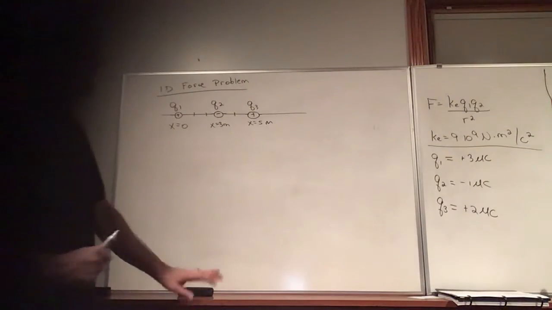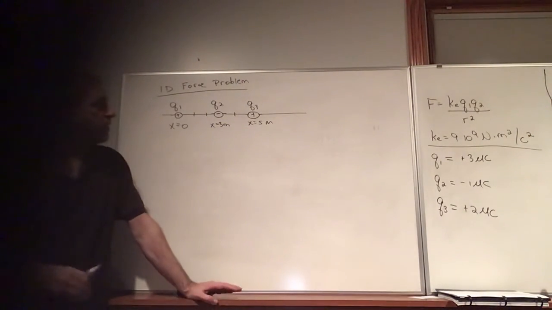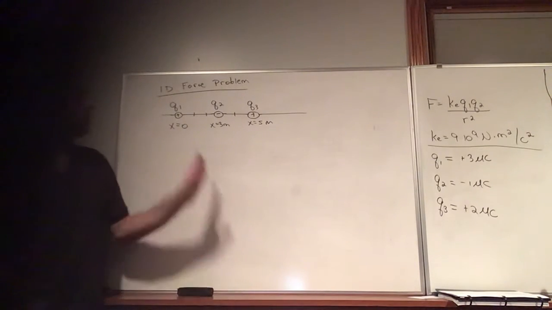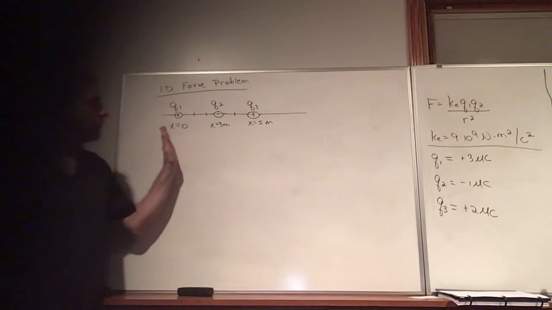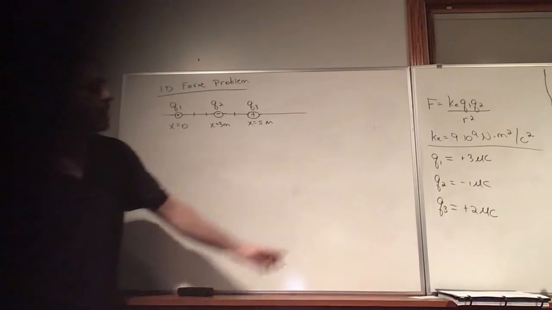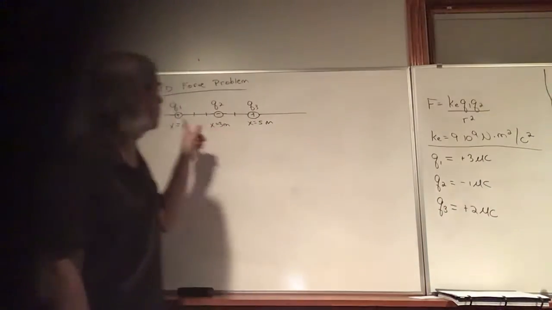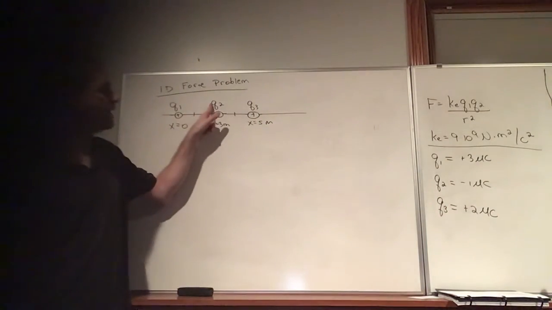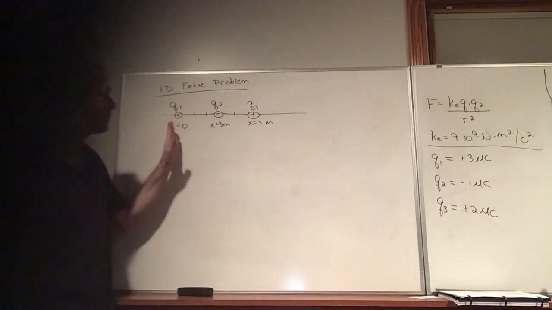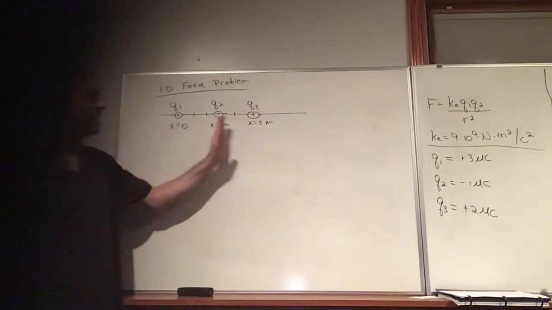Alright. Hi, so we do an example of a one-dimensional problem. And so what I've shown, we've got three charged particles, Q1, Q2, and Q3. Put their values here, 3 microcoulombs. This is minus 1 microcoulomb, and this is positive 2 microcoulombs. Here are the distances between them.